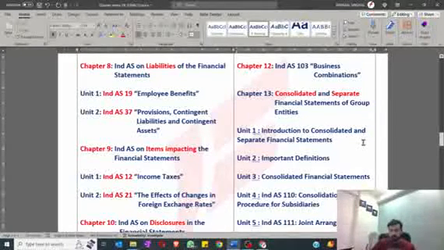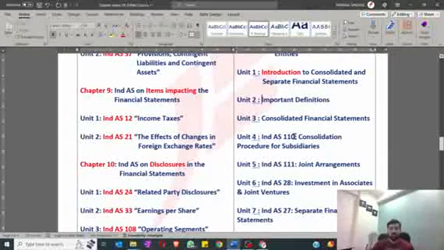In Unit 1, we will be studying Introduction to Consolidated and Separate Financial Statements. In Unit 2, we will be studying important definitions. Unit 3 covers consolidated financial statements. And what I told you earlier, Ind-AS 110 tells us the procedure for consolidation of subsidiaries. And this is the biggest portion in consolidation. What? Consolidation of subsidiaries.